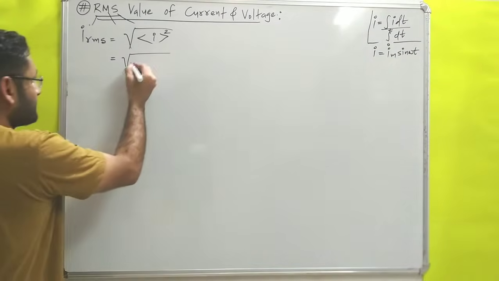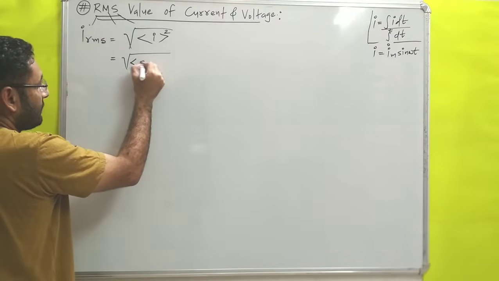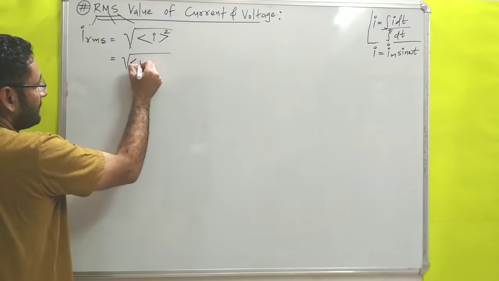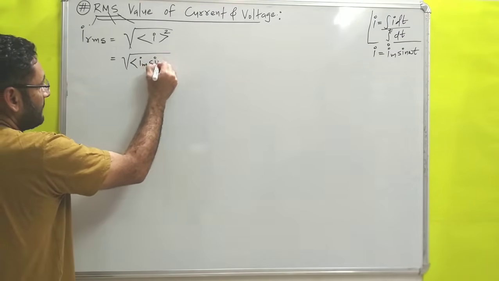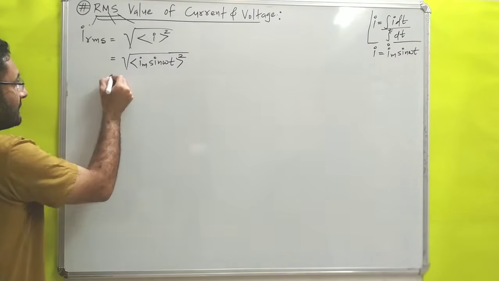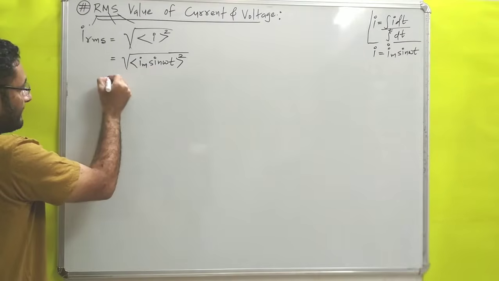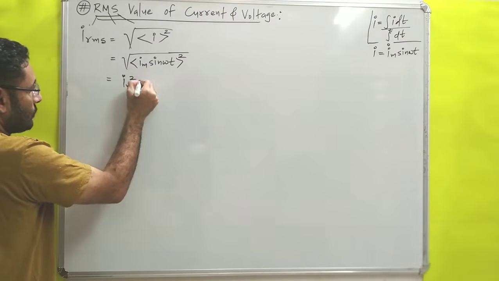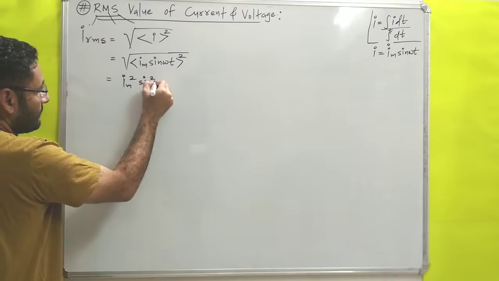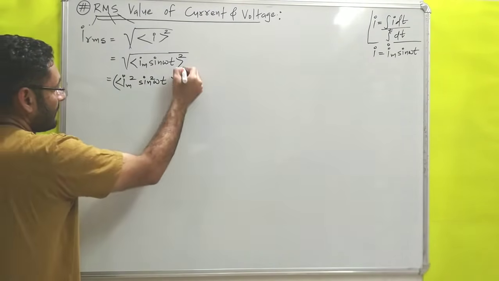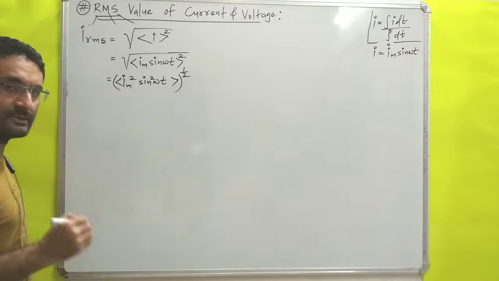So that same value will insert. So average or mean value of I is equals to what? Im sine omega t square. Okay, now I will make square inside. How? So it will be your Im whole square sine square omega t, that is average, or you can say mean, whole raised to square root means whole raised to 1 by 2.